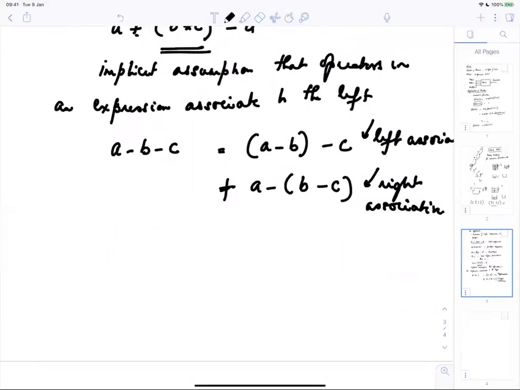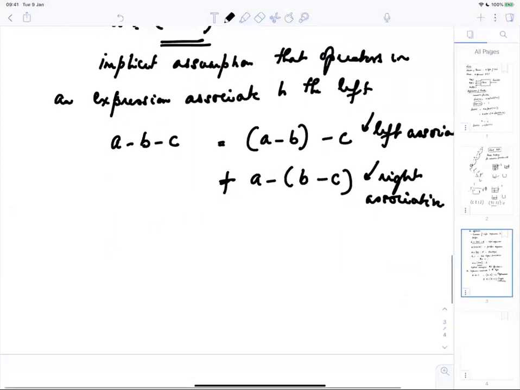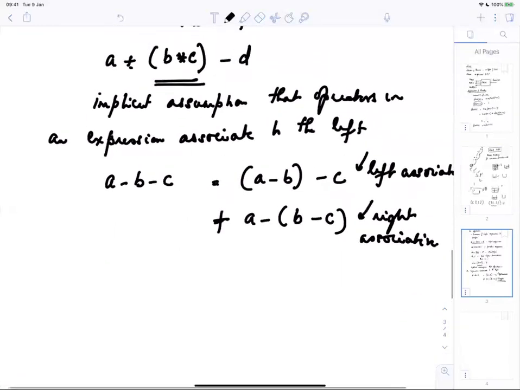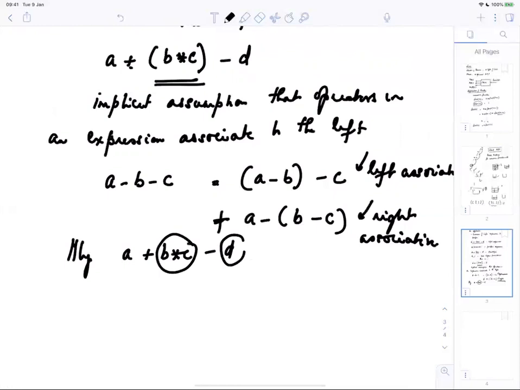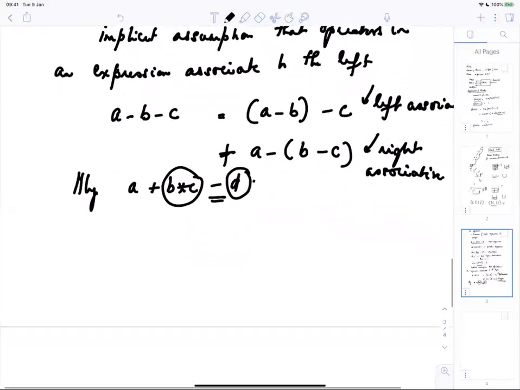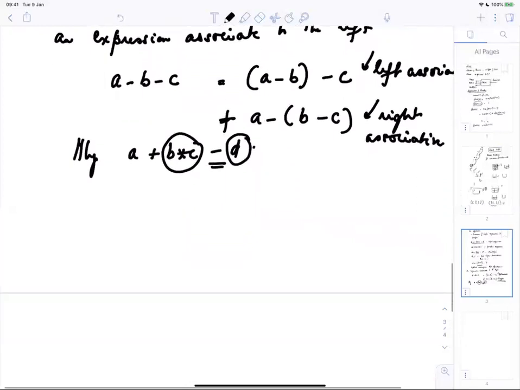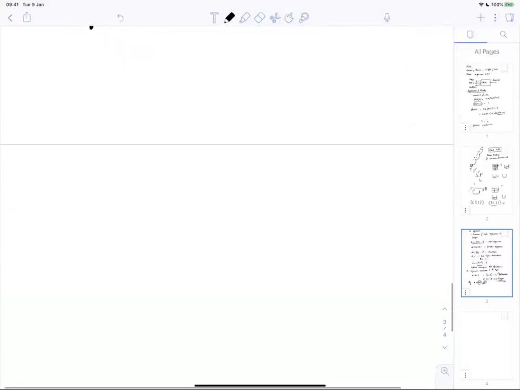Now, so what happens over here? Given this, similarly, if I take a plus b star c minus d, the multiplication will be evaluated before the subtraction is performed. Okay. So now, actually, we have seen this some time back, and I've just given it to you in passing.